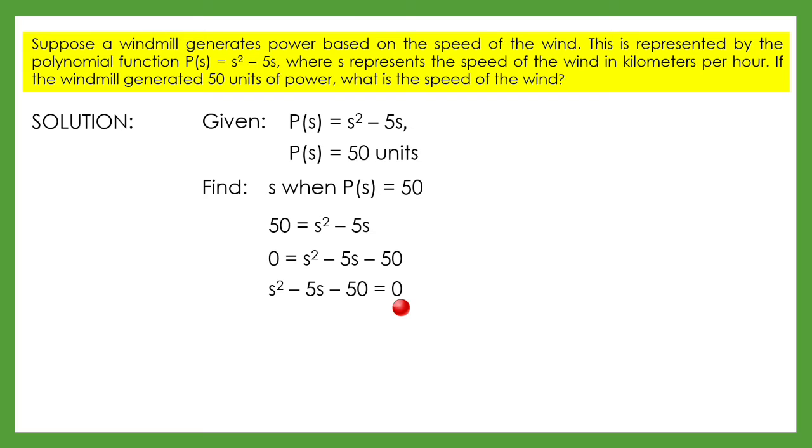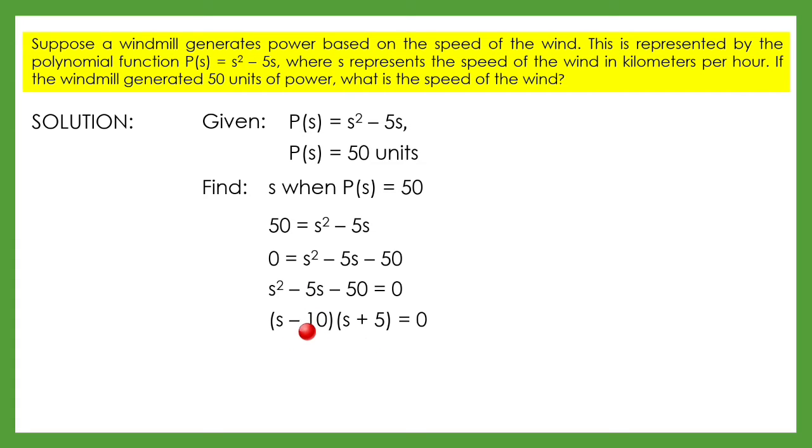Ngayon naman, i-apply natin yung factoring. So, pwede nating i-factor yung S squared minus 5S minus 50. So, the factors are S minus 10 and S plus 5. Paano nakuha yon? Factors ng S squared ay S times S. And then, mag-iisip tayo ng factors ng negative 50 na ang sum ay negative 5. So, yun ay negative 10 at saka positive 5.